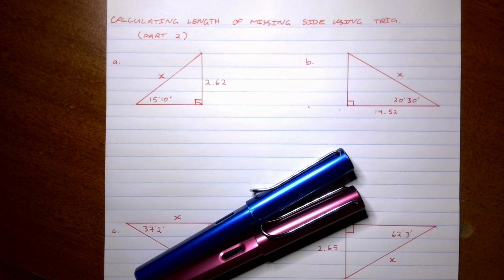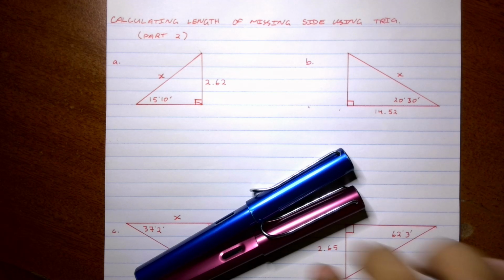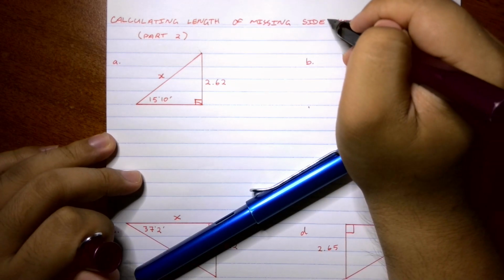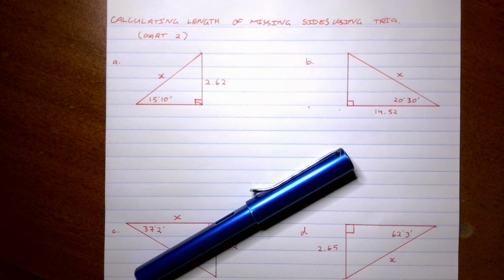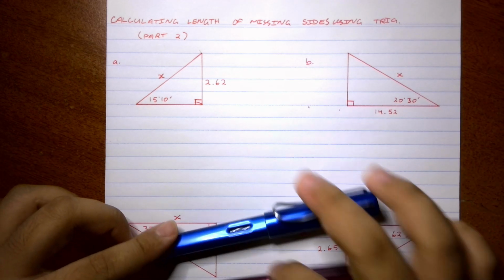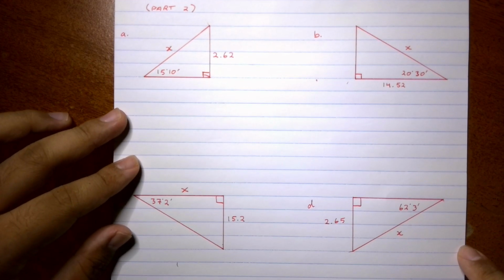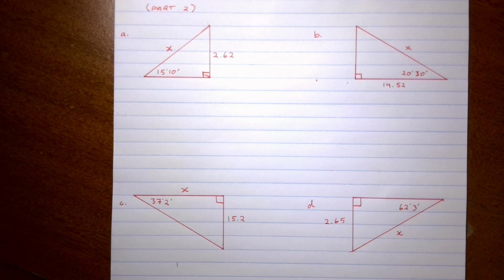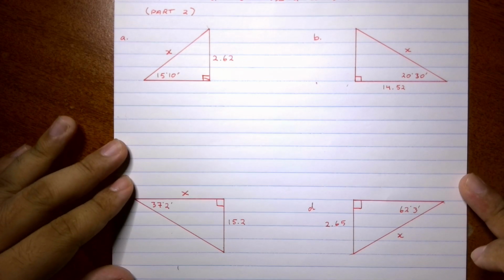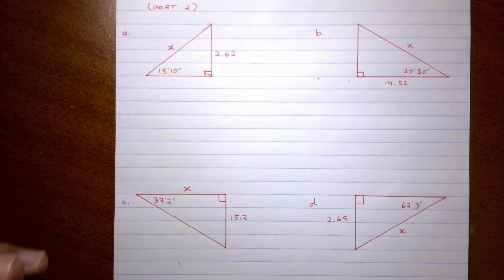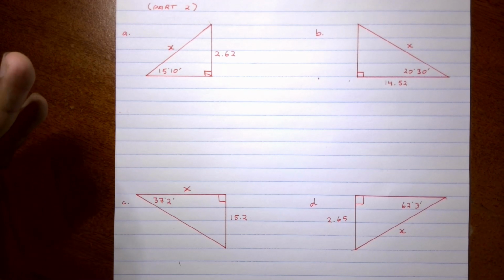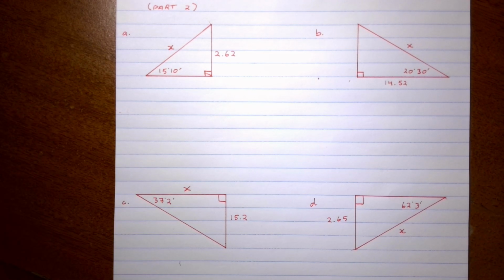Hello class, this is a video tutorial on calculating the length of missing sides using trigonometry. This is the second part to a two-part series, and you'll see why in a moment. If you go back to my previous video on this, we do two parts because depending on the position of the information, the method that we do changes ever so slightly.